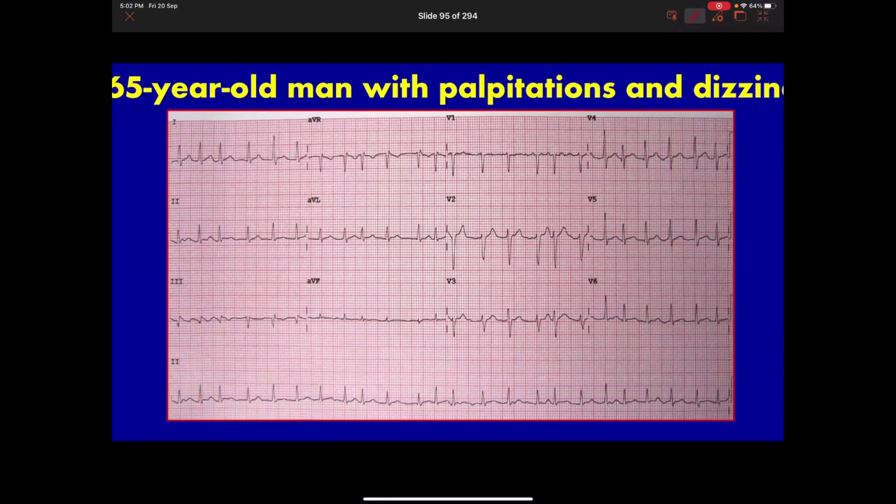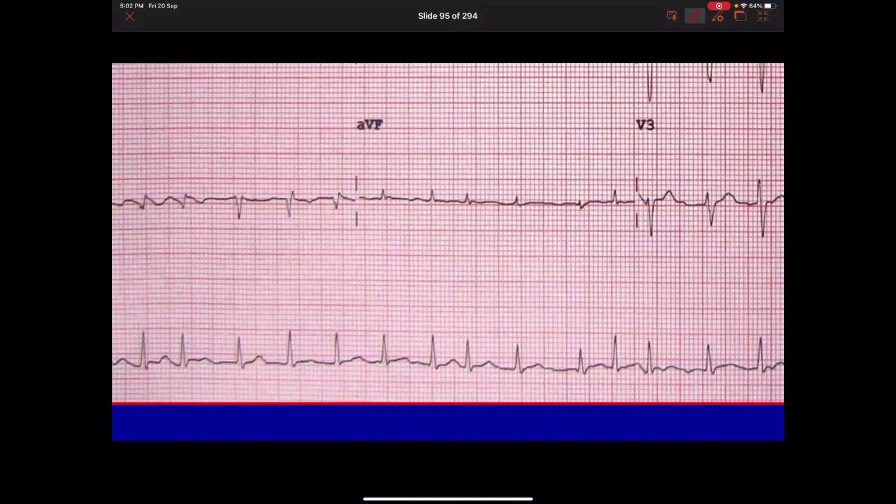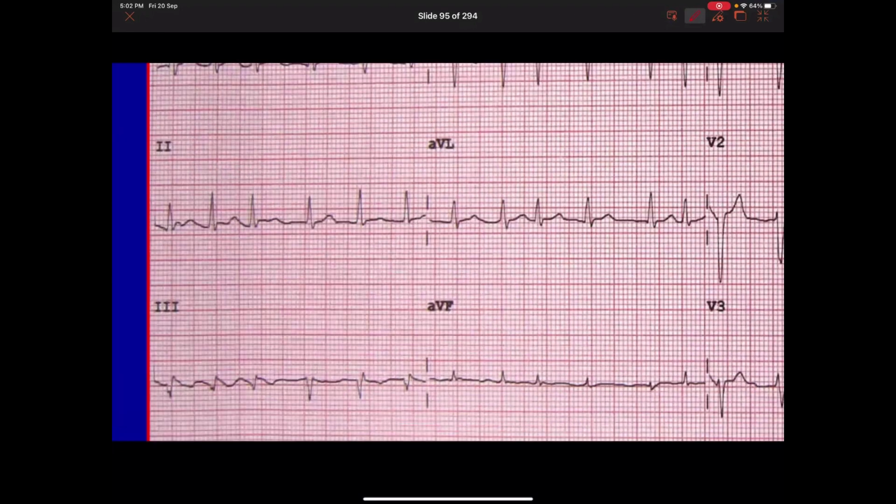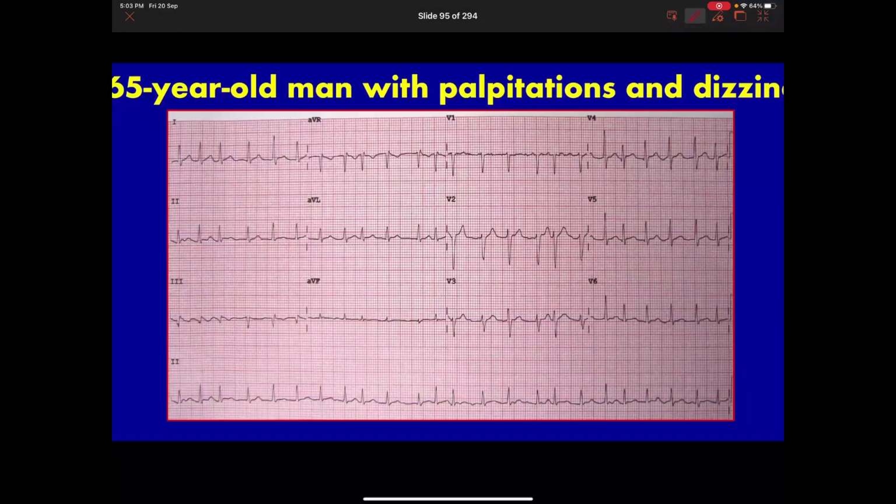So what's this one? This one is also very high yield. I've seen this in many past papers. This is atrial fibrillation. So in atrial fibrillation, you don't see P waves. Do you see any P waves? No, there are no P waves.